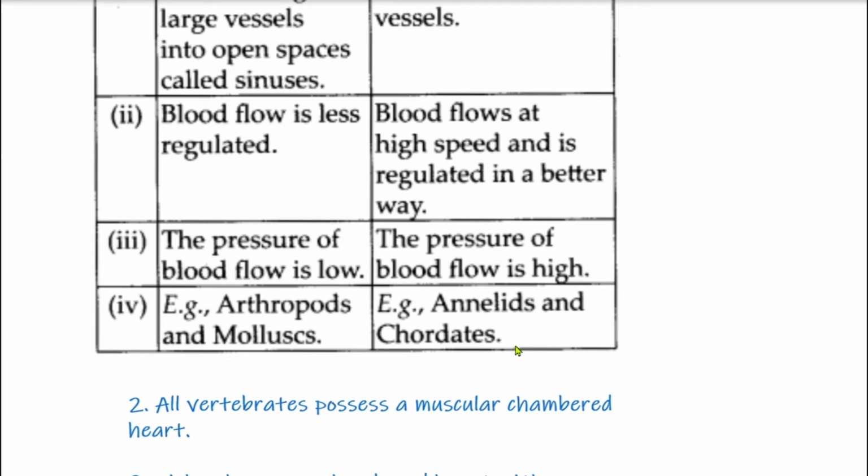And another phylum is chordata. In the chordate phylum, most of the vertebrates come. And these vertebrates have a definite vertebral column, so they are named vertebrates. So you may be asked: arthropods and mollusks have open circulatory system, whereas annelids and chordates have closed circulatory system.